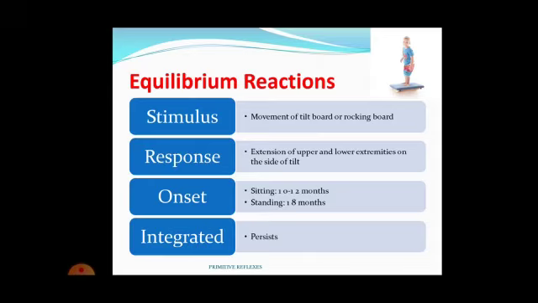So how to check? The stimulus can be given in the form of movement of a tilt board or rocking board. Clear? You can see in the figure that the child is standing on this board. If you move or tilt that board, it works as a stimulus. Clear? It will challenge the child's balance. So what will be the response? The response is extension of the upper and lower extremity. Extension of the upper extremity will stop the fall, and extension of the lower extremity will regain the balance.